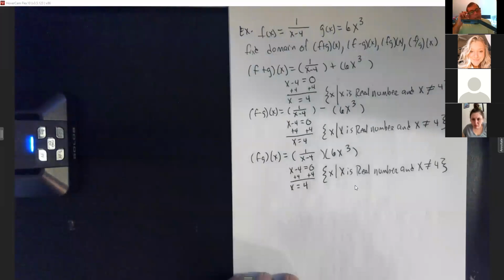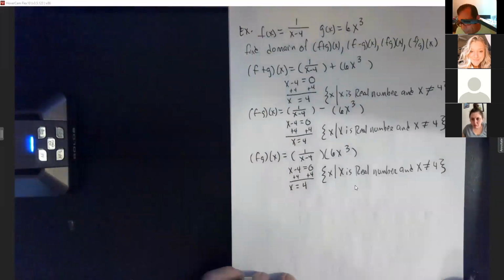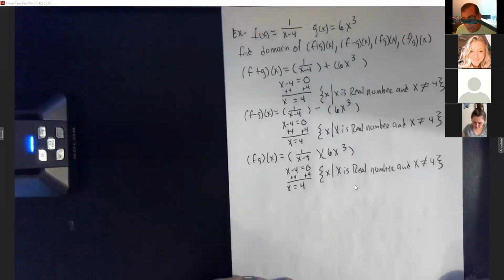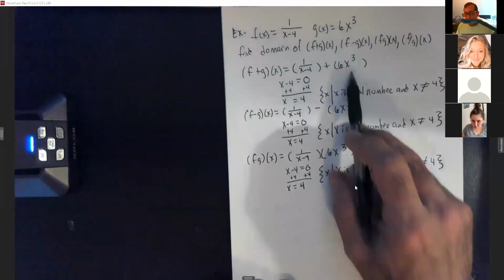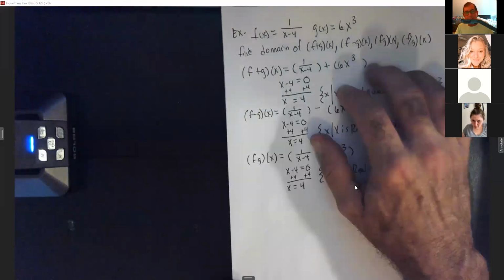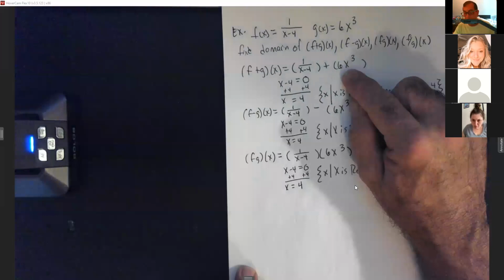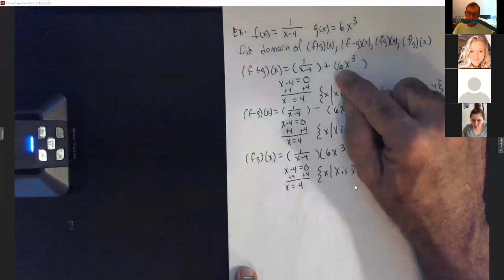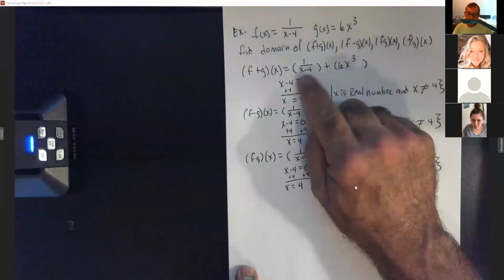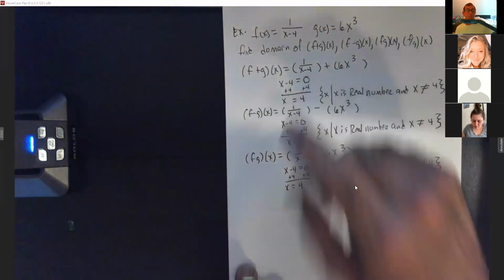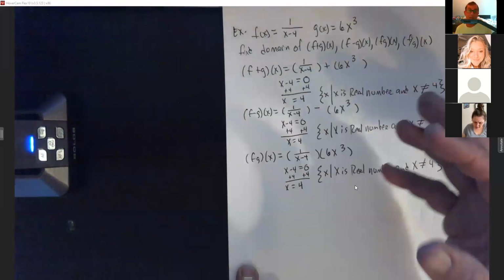So you'll notice little patterns. Like, we don't do anything with the g of x. Oh, because it didn't have a fraction. So unless it was a fraction, you're just leaving it alone, because anything I throw into these x's, I can cube them and then multiply by 6. Whereas here, the reason I'm worried about that fraction is because if I put a 4 into that, I get a 1 over 0. And remember, 1 over 0 is undefined. Okay?